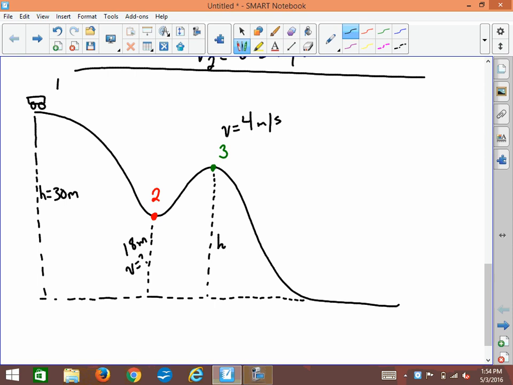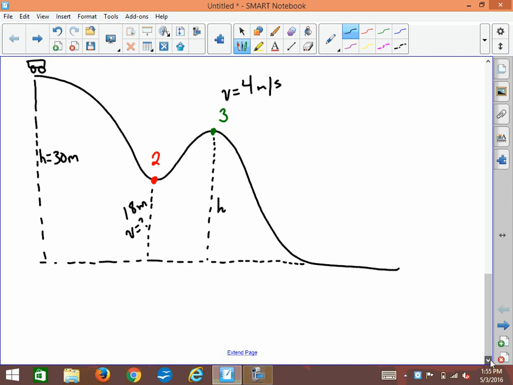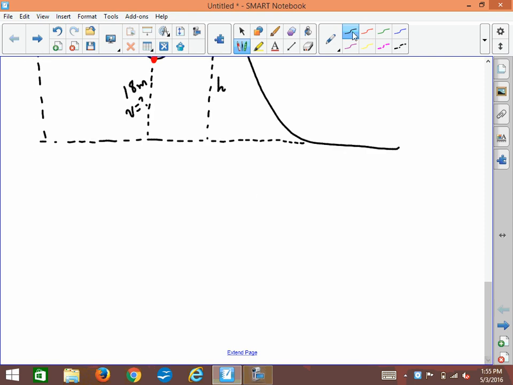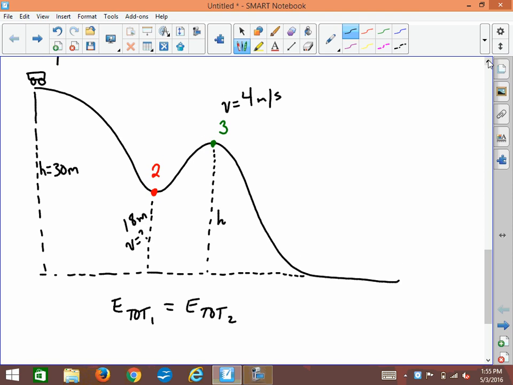Okay? So we're going to use our little expression. We're going to use it twice. We're going to say that the total amount of energy at any one position is equal to the total amount at any other position. Now, the 1 and the 2 just mean any 2 spots. It doesn't always have to be the first spot. A lot of the examples we do, we start with the first spot. The reason we start with the first spot is because we often know the most about it. We know everything about this spot. We know the speed is 0 and the height.